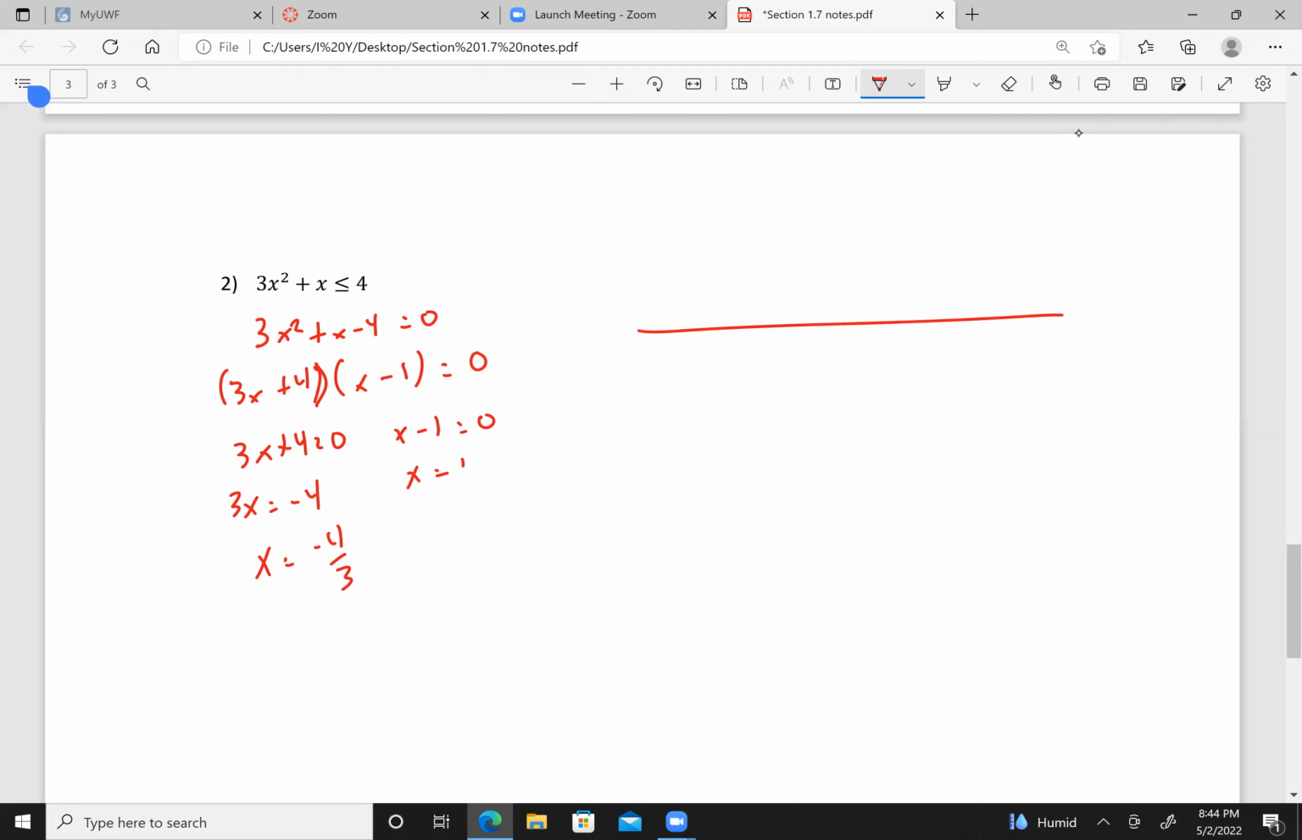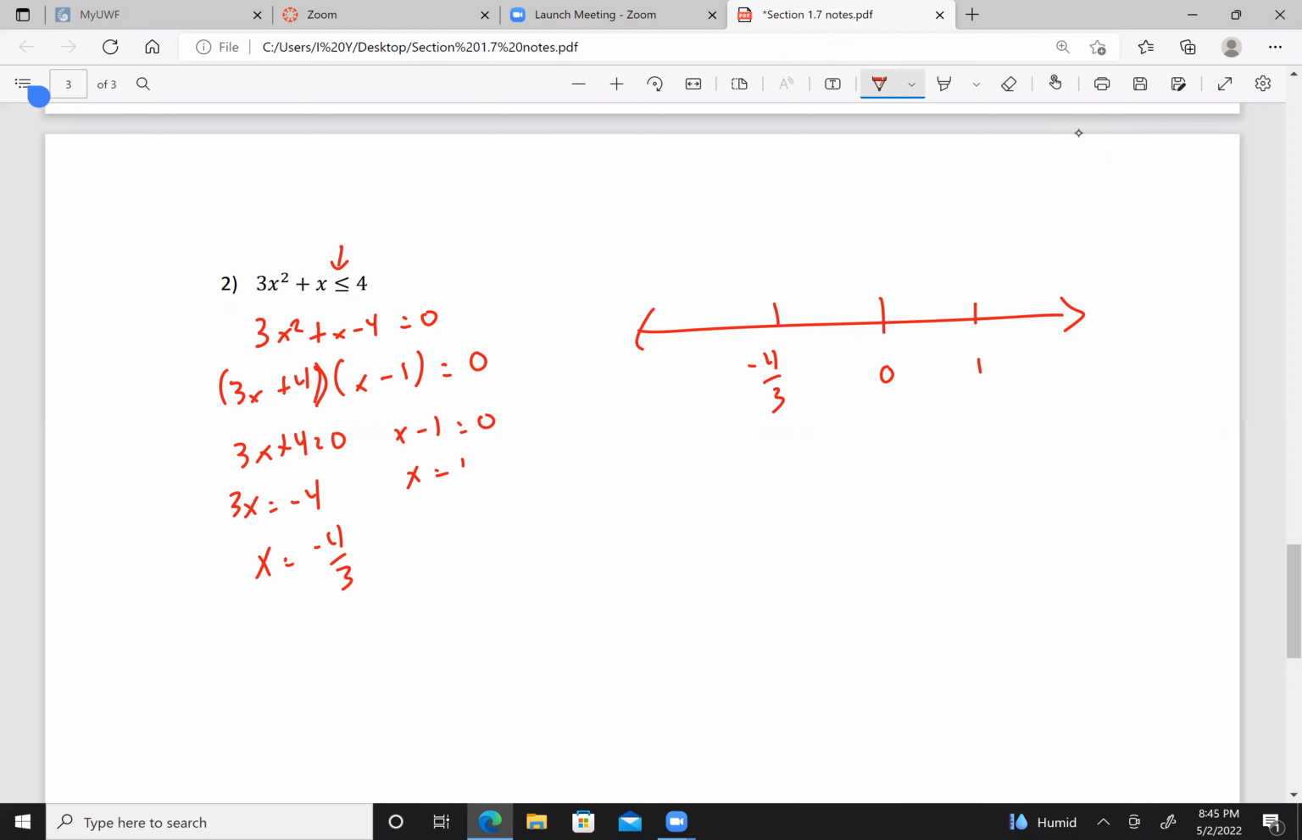Again, I highly recommend graphing, even if it doesn't say to graph it. I have -4/3. I have a 0 in here somewhere. And I have my 1. So I have 3 sections. Now note I have equal, so I'll be using brackets.